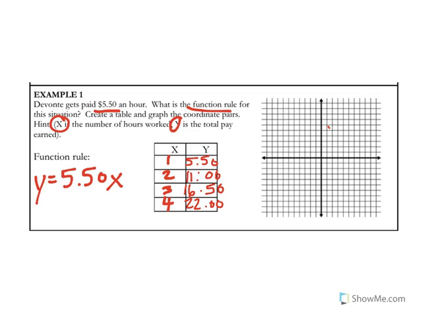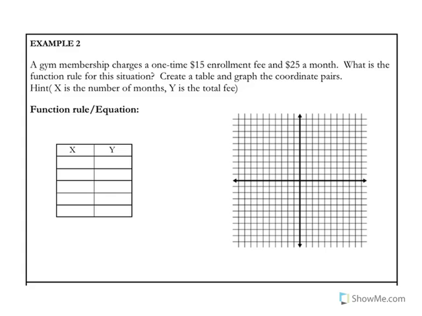So if you do 2, then I'm going to go up to 11. Well, I'm going to end up kind of running out of room on this graph. So I'm going to sort of give it a bit of an estimated line. It's obviously going to keep going up every time he works another hour. All right, let's look at a different example.